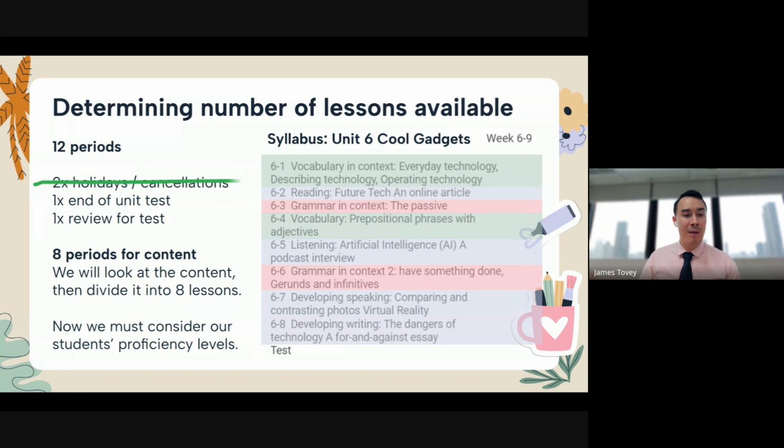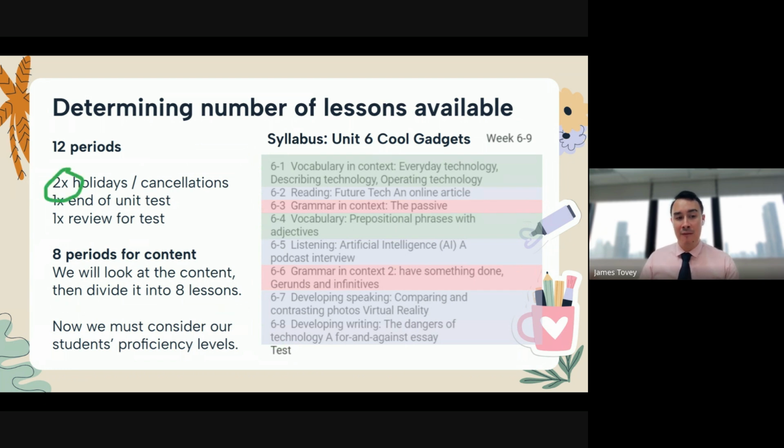So let's take 2 out of that 12 already, and then let's also take out 1 for the end of unit test, of course. So we can't be teaching in that same period. And then let's also give the students 1 review lesson for that test. So we're actually going to end up with about 8 periods for content, let's say. And that's pretty lucky, because here we've got 6.1, 6.2, 6.3, 6.4, etc., all the way down to 6.8, and we can divide that into the 8 remaining sessions.